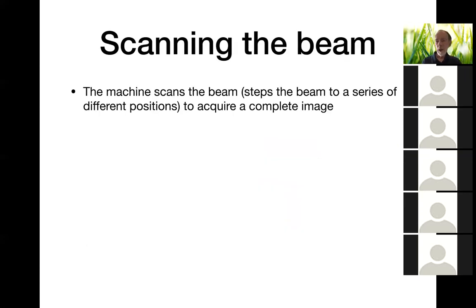So what I've described so far will give us the echoes for one particular position of the beam. The machine has to move the beam around, and we call this scanning. So the beam is moved to a series of different positions, one by one, and in each case, the machine transmits and receives echoes and then moves to the next position, transmits, receives echoes again, etc.